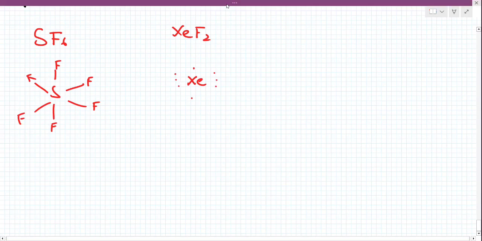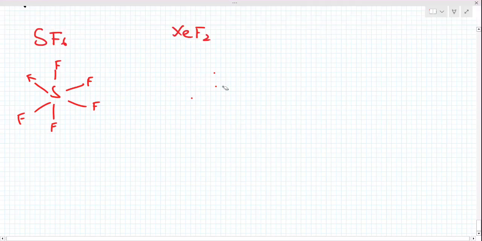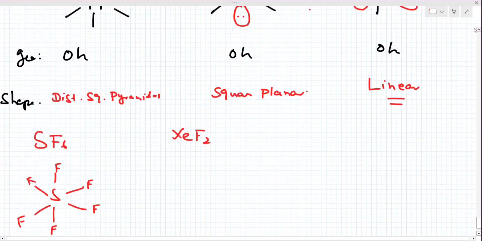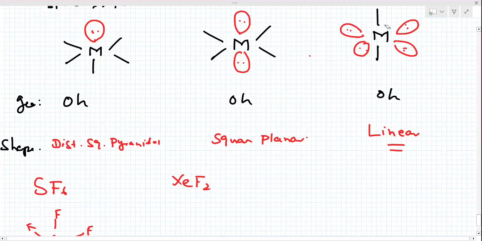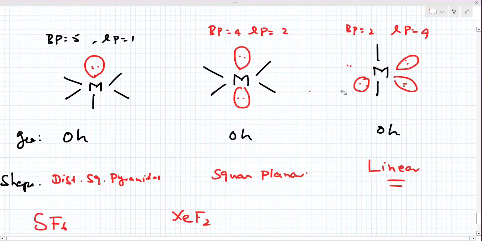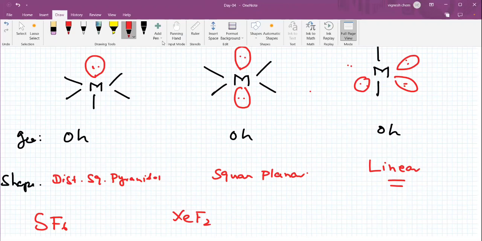Okay, wait, just wait. Just wait. Just wait. In this case, 2 bond pair. 1, 2, 3, 4. Just wait. Small, not correction. Just wait.